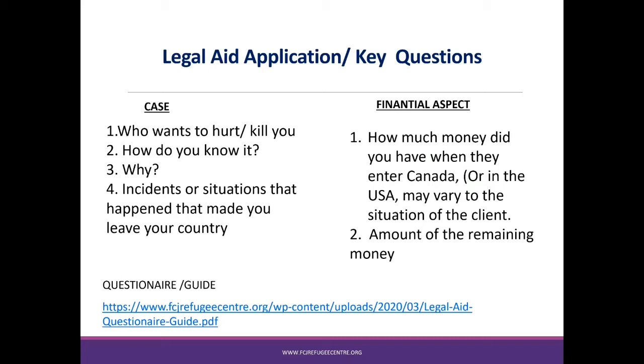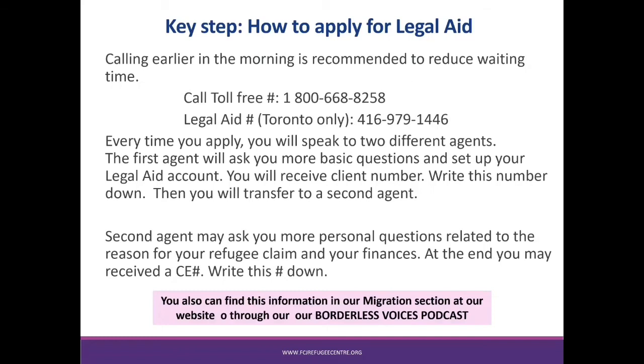And then they will ask you a financial assessment, no? How much money do you have when you enter Canada? What are you doing now? How long have you been here? Do you have money to pay the lawyer? If you present a situation where you are destitute, or you don't have money to pay the lawyer, they will approve a legal aid certificate. Remember that we said you have to write down the legal aid certificate, called a CE number, no? And you will apply for that one, and you will get it.